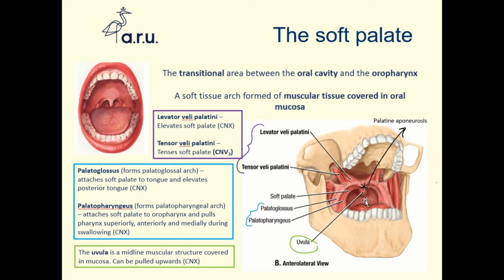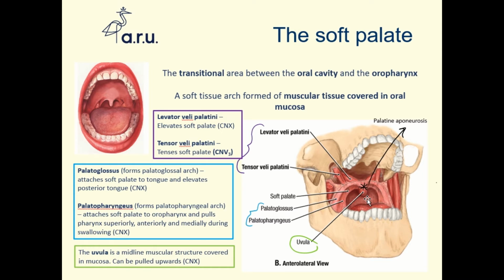This is known as the uvula, and the uvula contains another muscle of the soft palate, which is called the musculus uvulae. The musculus uvulae originates from the posterior nasal spine, and here obviously you can see it's covered over by the oral mucosa as well. All these muscles of the soft palate are innervated by the 10th cranial nerve, which is the vagus nerve.